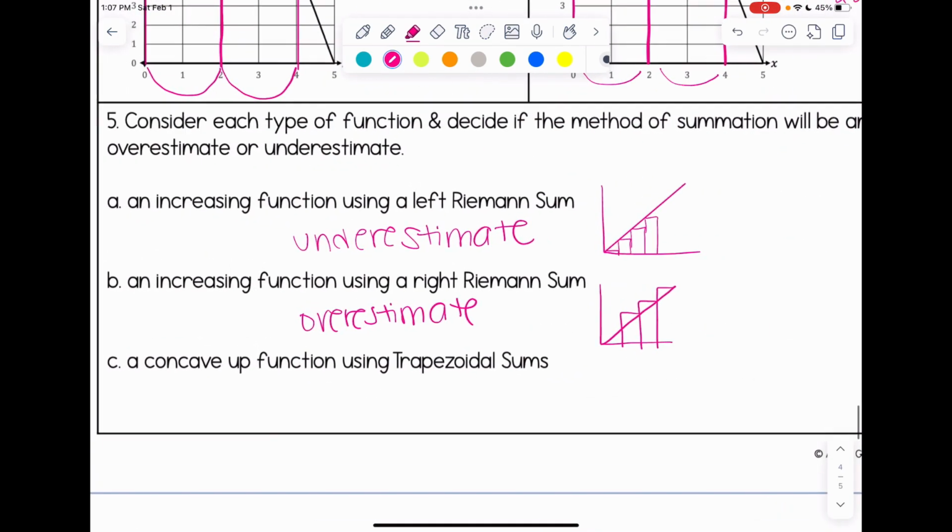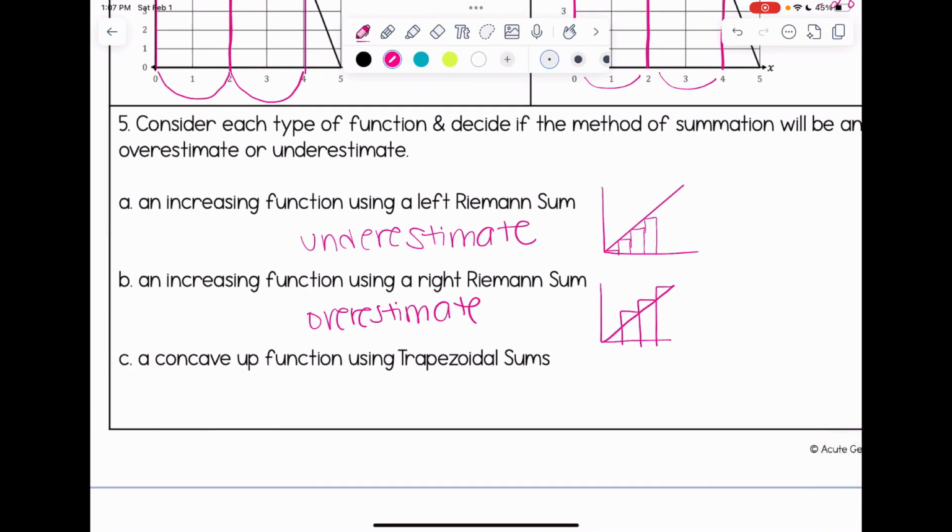And then for C, a concave up function. So let's say that I draw something that looks like this. It's got to be somewhat of an upward U shape. And I start drawing trapezoidal sums. You can see that this looks pretty accurate to my actual drawing here, but a concave up function using trapezoidal sums will be an overestimate.